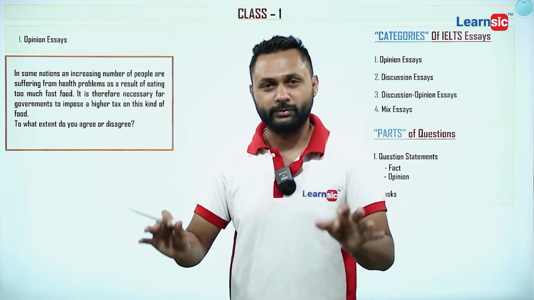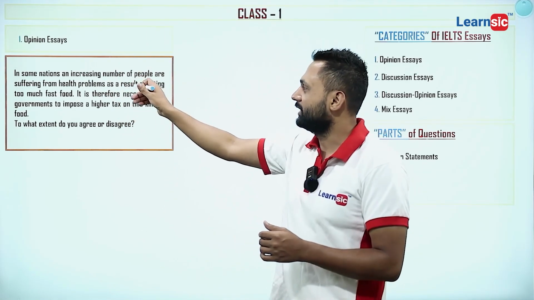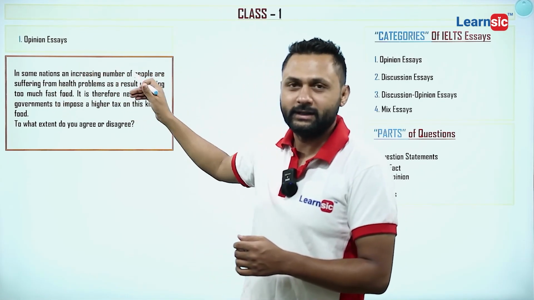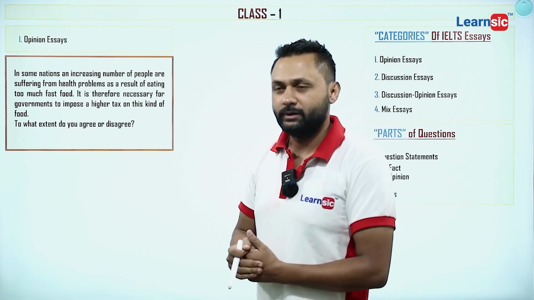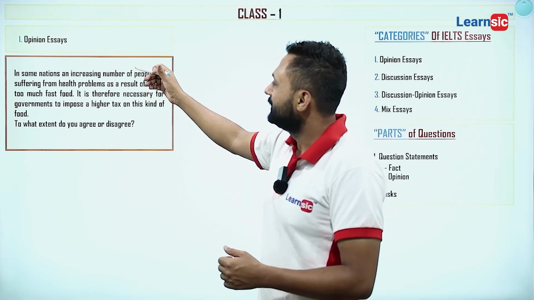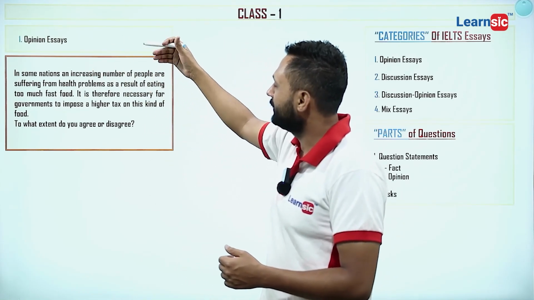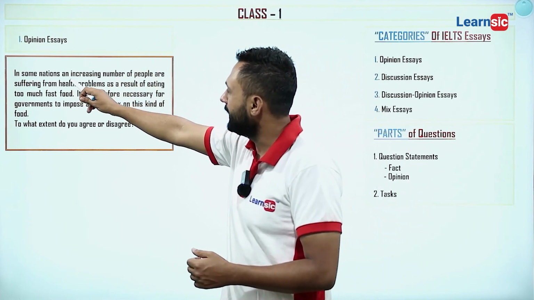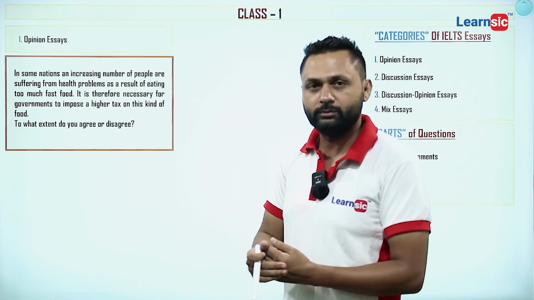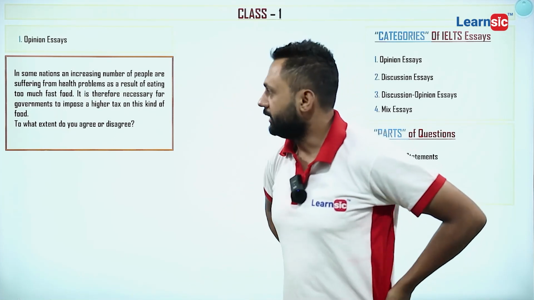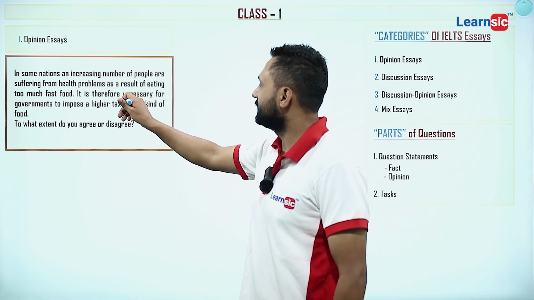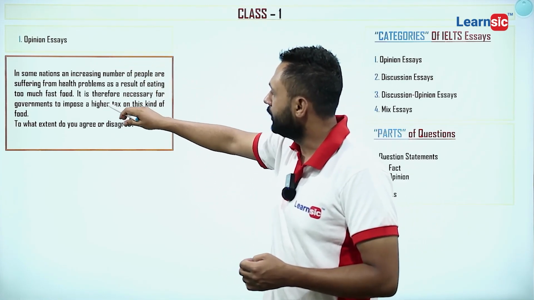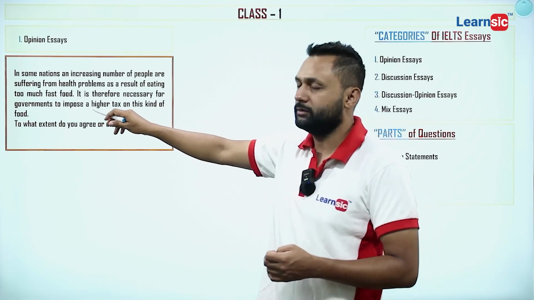That's 100%. But sometimes there can be two sentences, and if there are two sentences, then one will be a fact and another will be an opinion. In this case, you can simply read it and find which one is the fact and which one is the opinion. The first sentence is a fact. Yes, there are people suffering from health problems. There is no denying this sentence. But the second one gives the opinion. It says, in order to reduce this issue, government should impose a high tax on this kind of food.